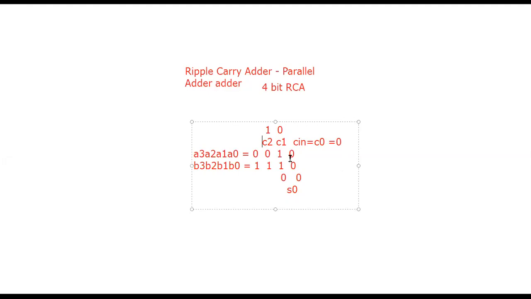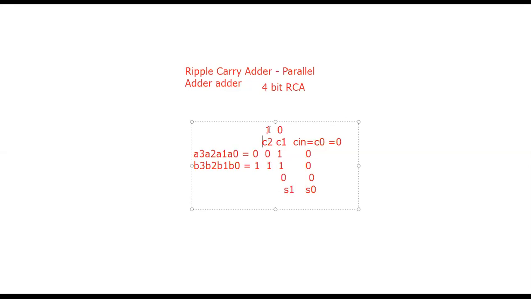So again I will repeat. 0 plus 0 is 0, so the sum will be 0. Initially we will not take any carry, so Cin will be equal to C0, which is 0. Now to add the second number, 1 plus 1, the sum will be 0 and a carry will be generated. This carry should be added along with this, right? C1 will be 0, C2 will be equal to 1. So 1 plus 1 is 0. So our sum S1 will be equal to 0.